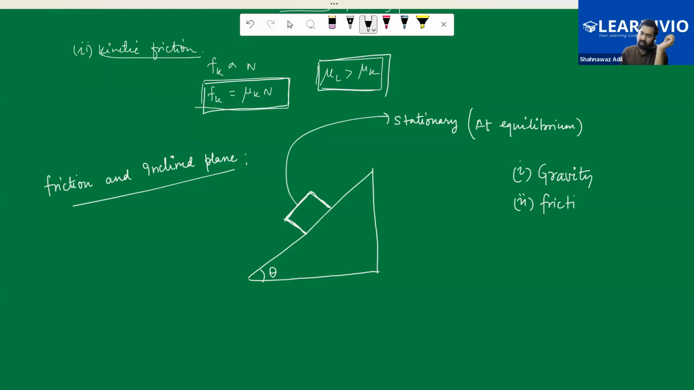But do we have any other force? We have one more force, right? Because these are two surfaces, this is one surface, this is another surface. So due to that, we have a normal reaction. So the third force which is acting on this thing is normal reaction.